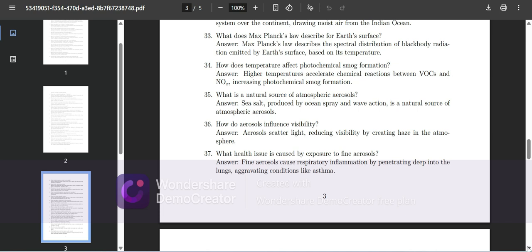How do aerosols influence visibility? Aerosols scatter light, reducing visibility by creating haze in the atmosphere.